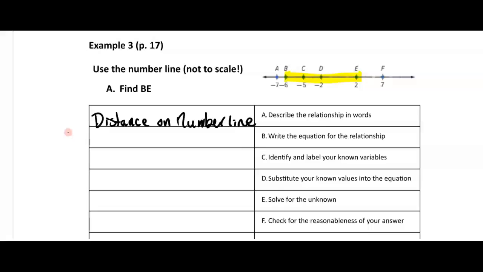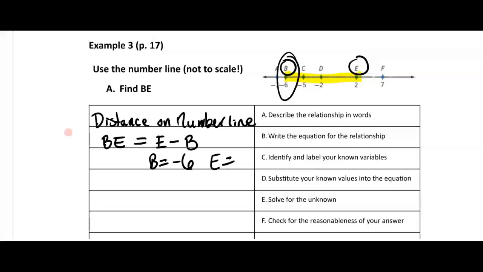So that's going to be my distance BE equals, remember, my second coordinate, E, minus my first coordinate, B. E minus B. There we go. Now, which of these variables do I know? I know that B equals -6, and I know that E equals 2. Again, really easy, but we're focusing on that form.